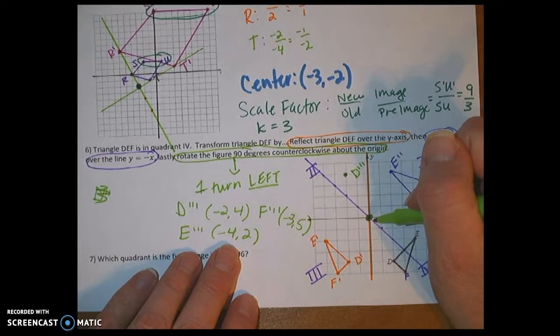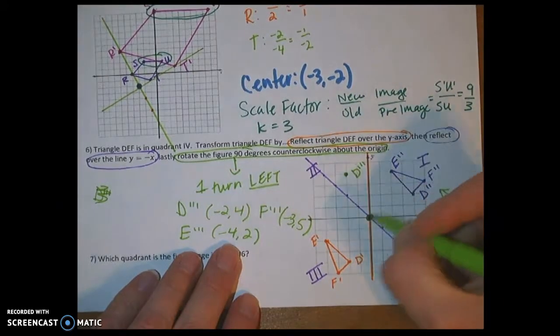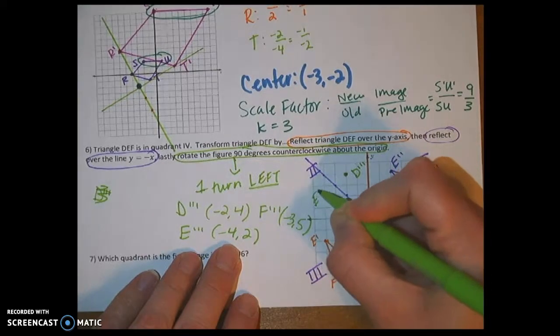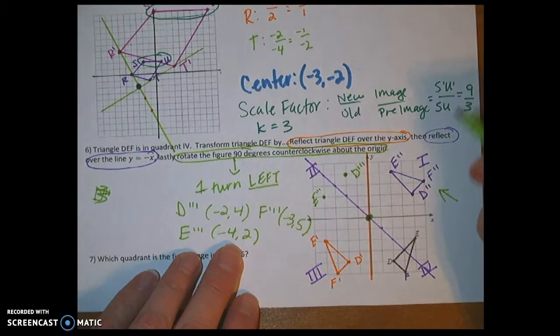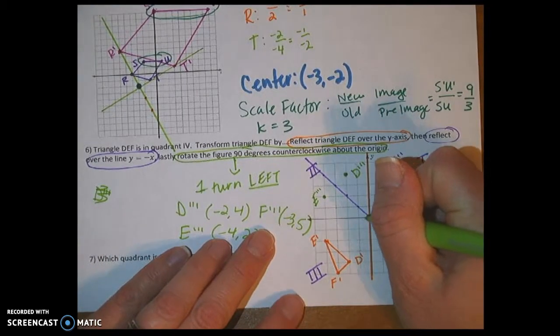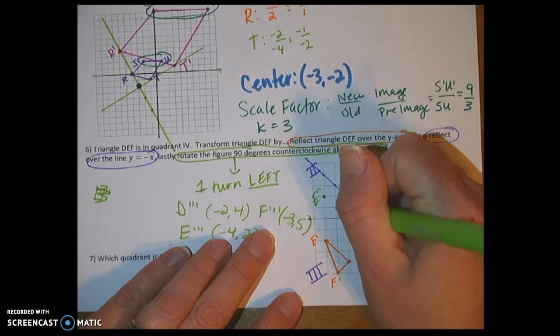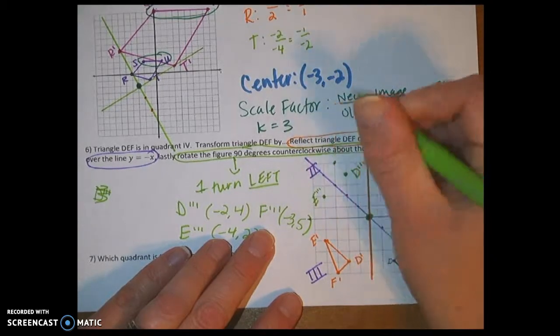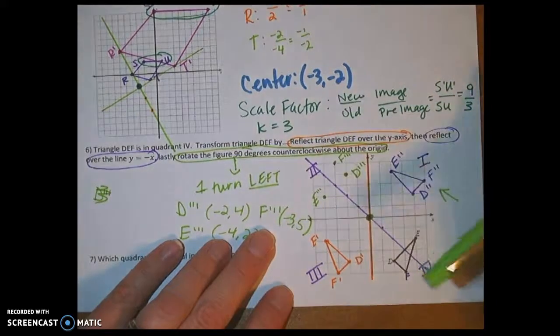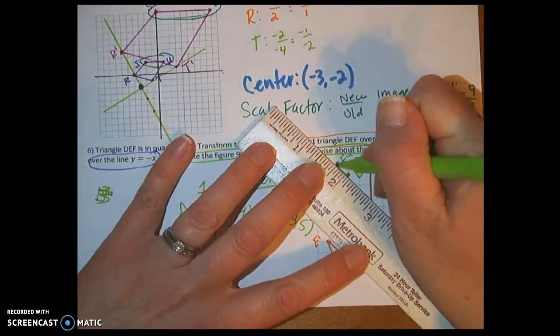I know there's a lot of work in this one. So the next one is negative 4, 2. So there's my E triple prime. And lastly, my F is negative 3, 5, which is going to be right here. So there's my F triple prime. And we're going to go ahead and connect them.